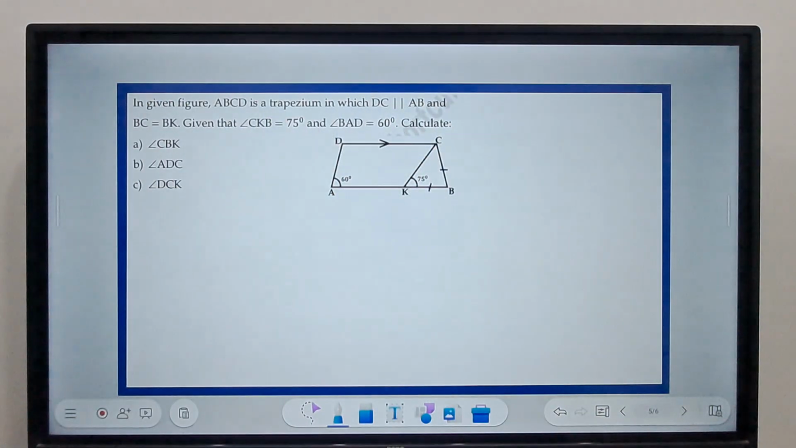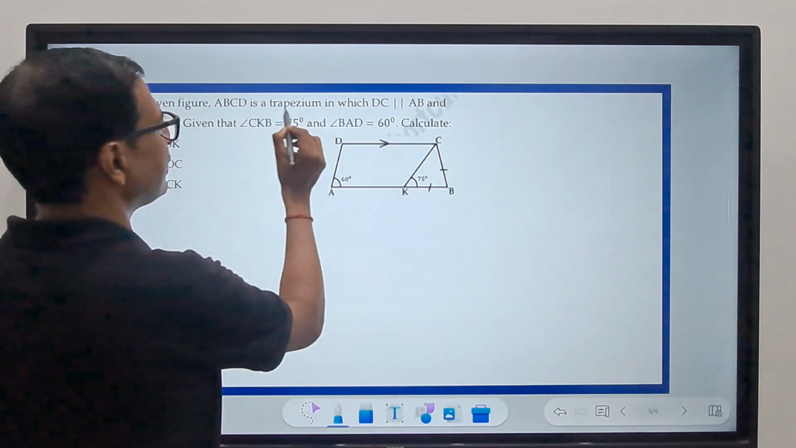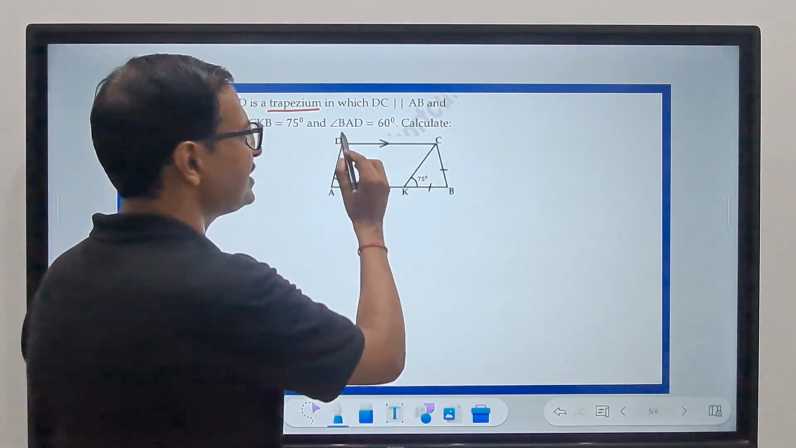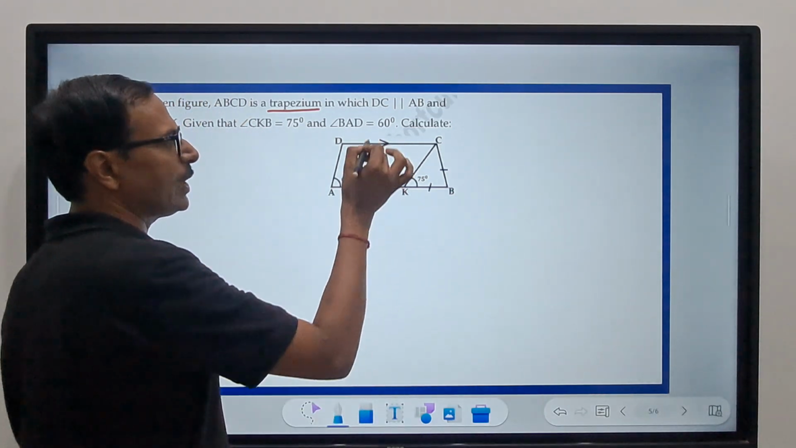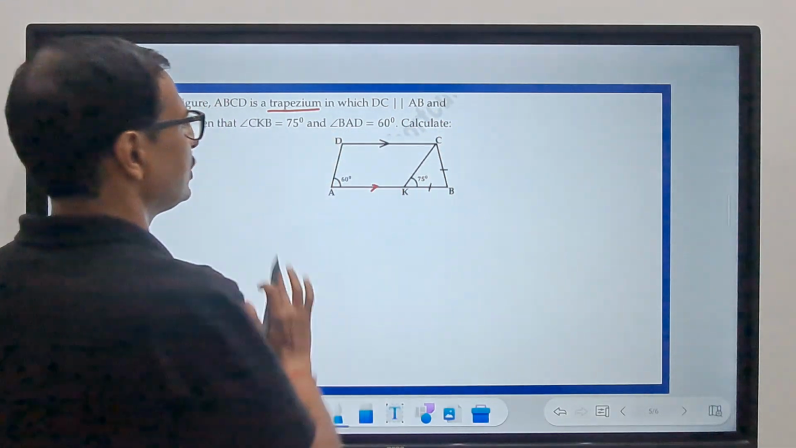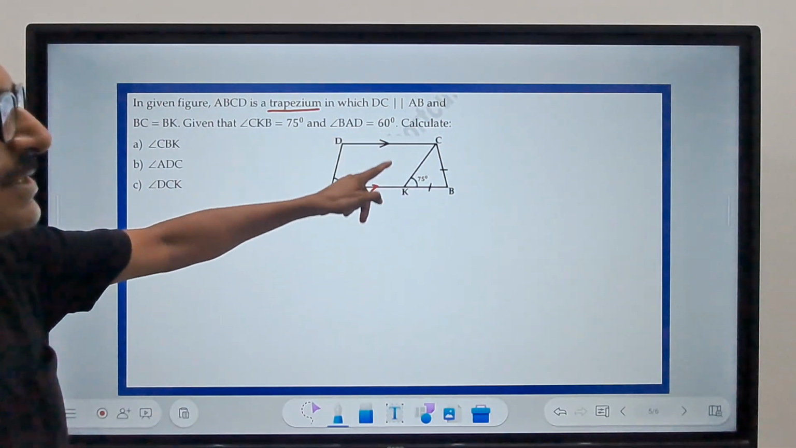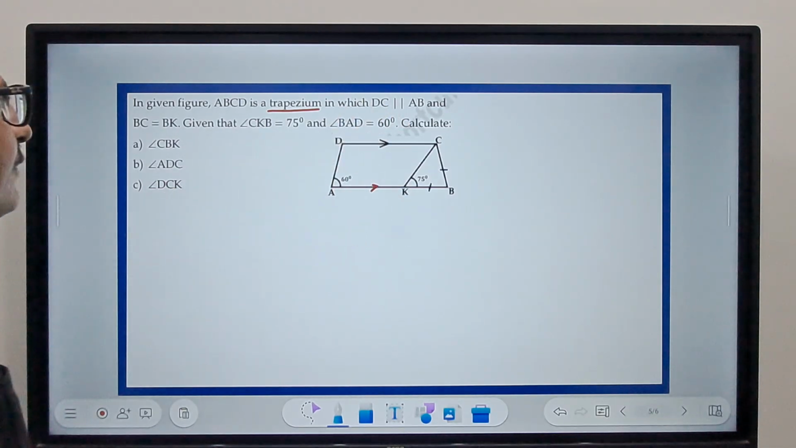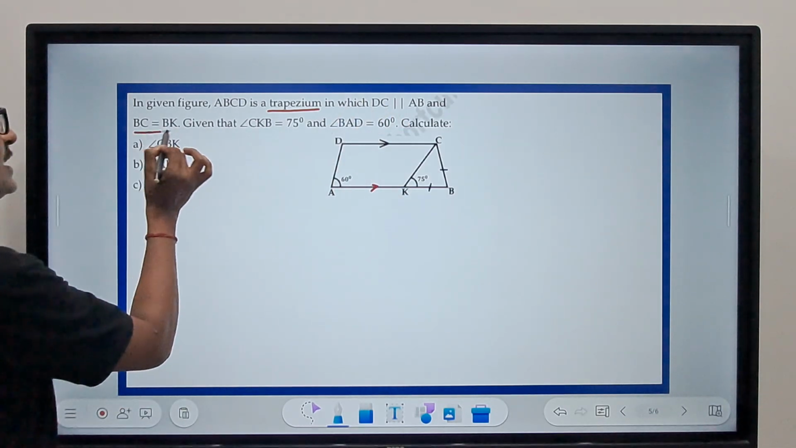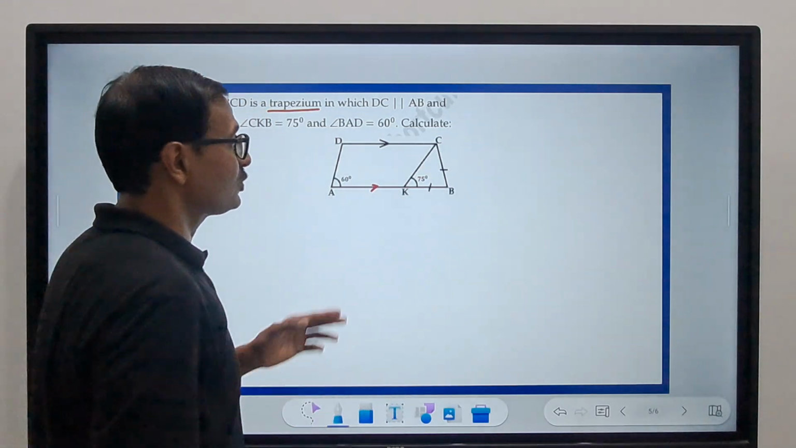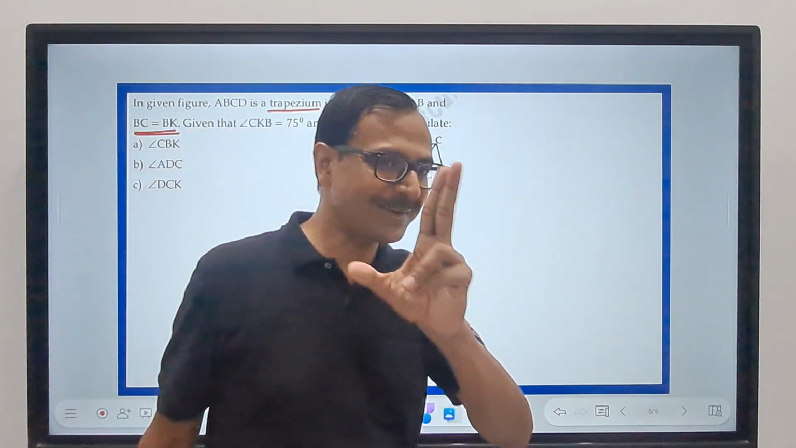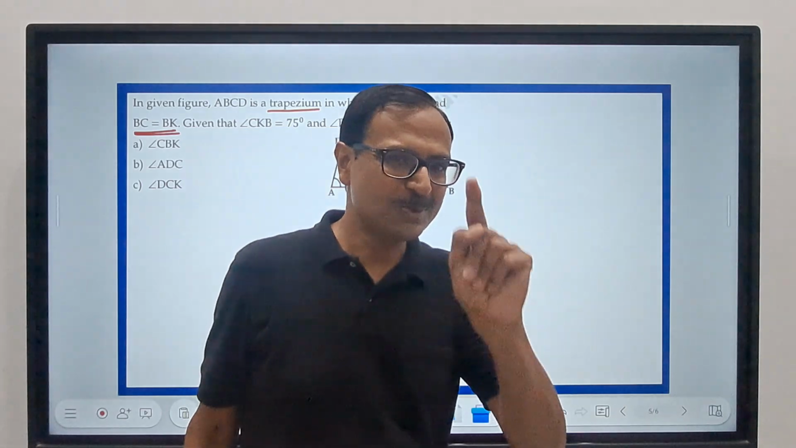Here we have a question where there is a trapezium, in which BC is parallel to AB. There is no arrow marked here, so these two are parallel, and it's a trapezium. Obviously, if one pair of opposite sides is parallel, then it is a trapezium. It is given that BC equals BK. So here we have marked it, BC equal to BK. We should know the property of an isosceles triangle, and that is going to be the key here.